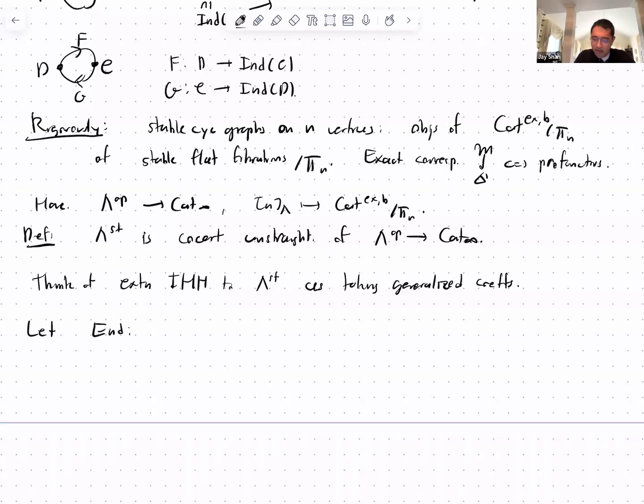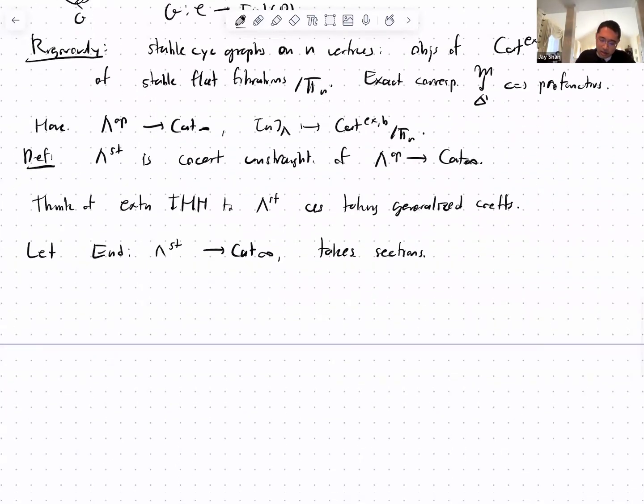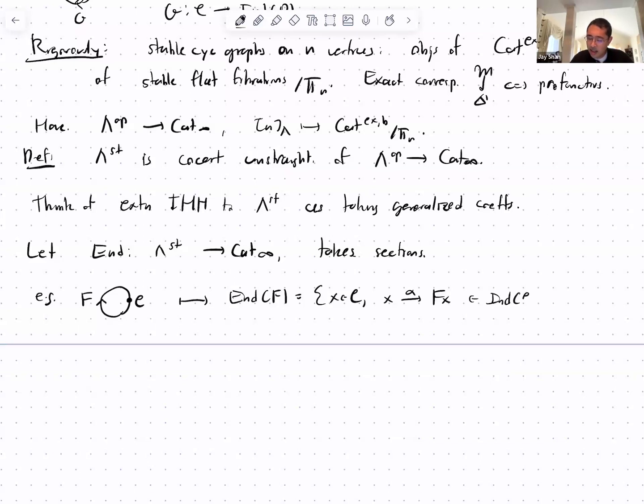So first, I have the functor of endomorphisms from Λ^ST to categories. And this, in terms of these stable flat fibrations, is just taking sections. But again, it's good to draw some pictures. So let's look at this one-vertex example with a stable category and the bimodule F. Then the category of endomorphisms is just an object X together with a map α from that object X to F(X), and this is taken in C.